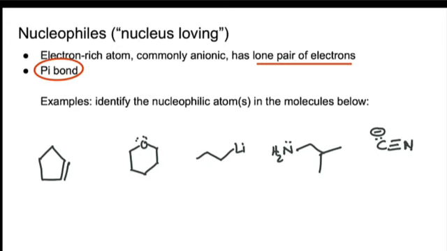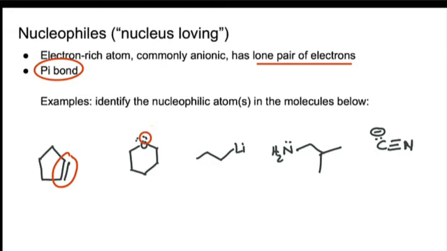Pause the video and try to figure out which atom or groups of atoms is going to be able to donate its electrons. Okay, and so if you guessed that the pi bond here is nucleophilic, you'd be correct. It's an electron-rich region of the molecule. Also, the lone pairs on oxygen are an electron-rich region of the molecule.